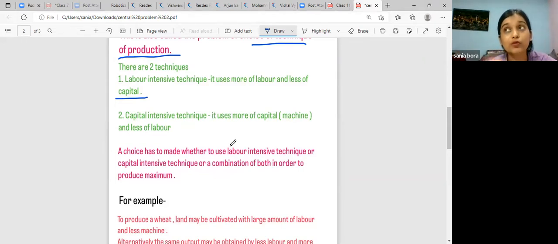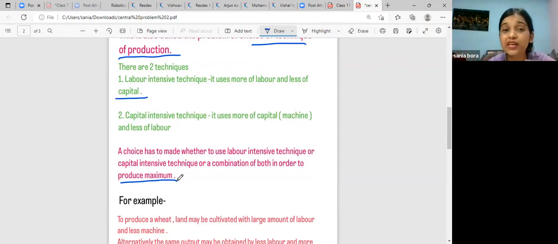So a choice has to be made whether, for example, I want to produce paper, whether I'm going to use labor or whether I'm going to use machine, right? So a choice has to be made whether to use labor intensive technique or capital intensive technique or a combination of both, right? 50% labor and 50% machine, in order to produce maximum. See, your main motive is you want to produce maximum, right?